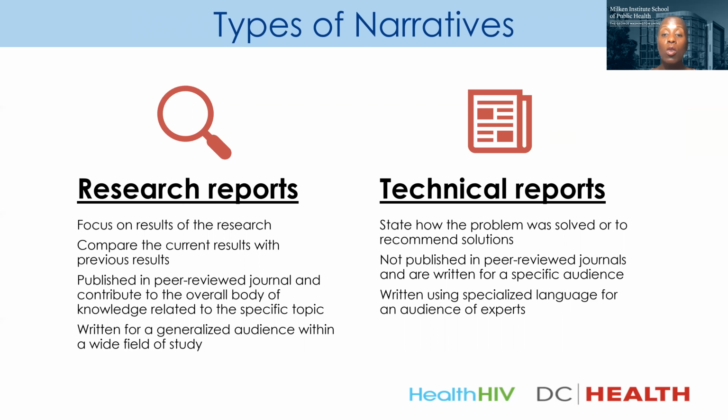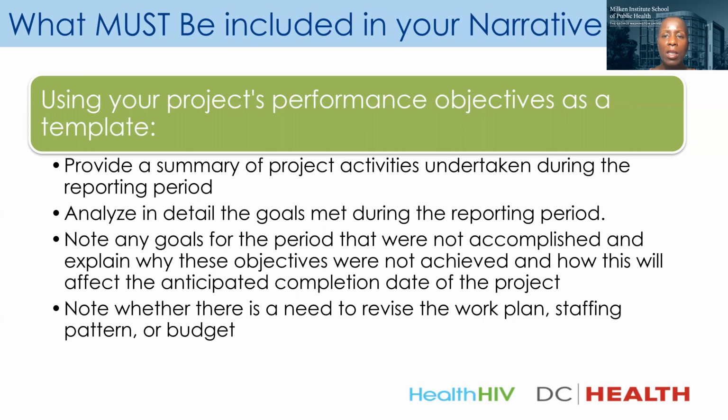So what must be included in your narrative report? I'm using narrative and technical reports interchangeably as the same thing. So use your project's performance objectives as a template. As mentioned, when you take a look at what you originally submitted, you have that and you have your work plan. In these two items, you have your process, outcome, and impact of your evaluation. All of those items in that work plan were documented such that the objectives should be pretty easy to identify.